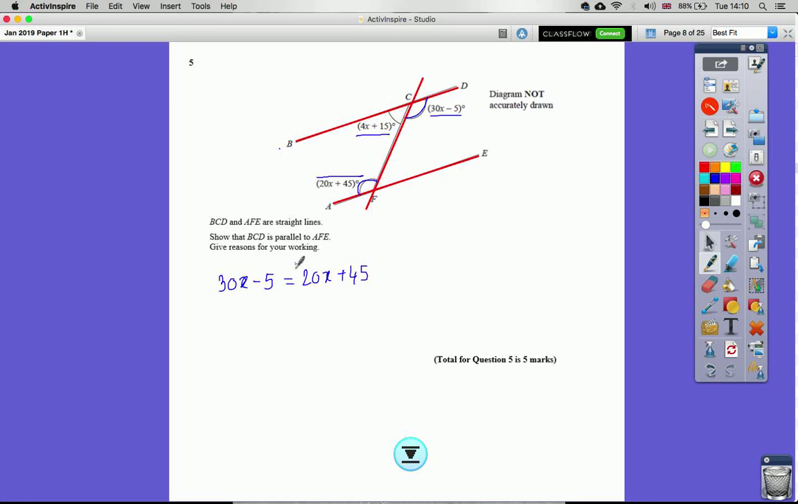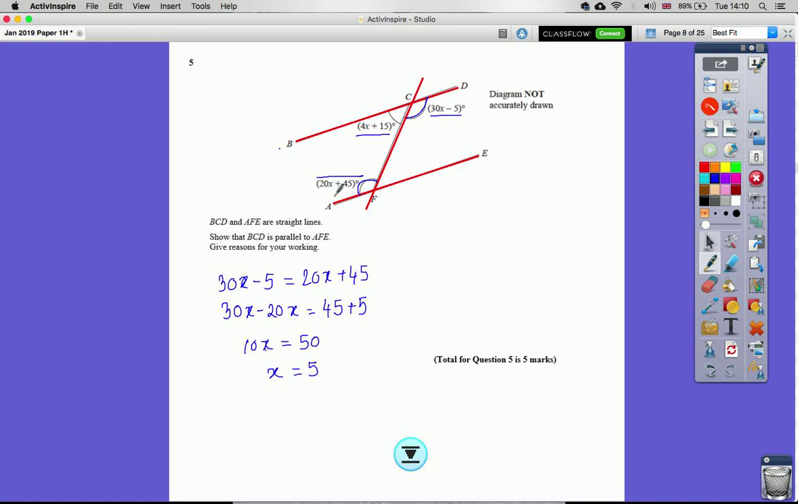Okay, so let's solve this equation to find the value of x. So I got 30x minus 20x is equal to 45 plus 5, which is 10x is equal to 50. x is equal to, both sides divided by 10, will give you 5.